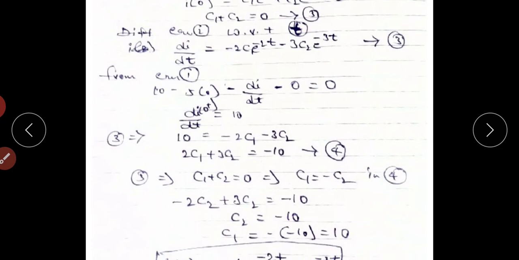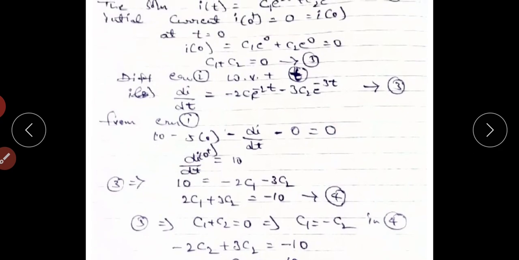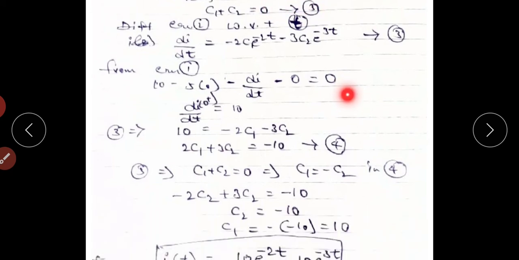So from equation 2, c1 plus c2 equals 0, or c1 equals minus c2. Okay, substitute c1 equals minus c2 in this equation. We get minus 2c2 plus 3 into c2 equals minus 10, and c2 equals minus 10. So c1 equals minus c2, so c1 equals minus of minus 10, which equals plus 10.